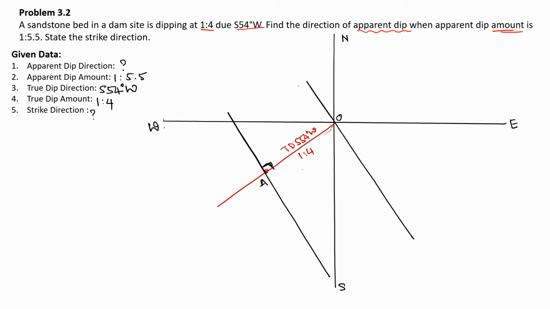Parallelly I'll be transferring the line here also. Now, the given data, that is the true dip direction and true dip amount, we completed. Now we have the apparent dip amount. So I'll take a protractor and measure 5.5 in this. Okay, and with that I'll cut on both the sides.